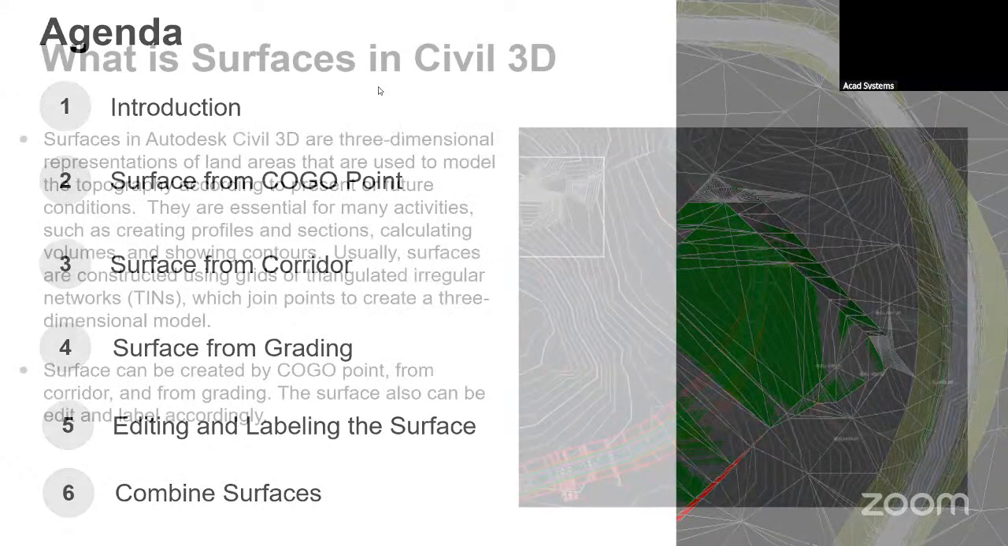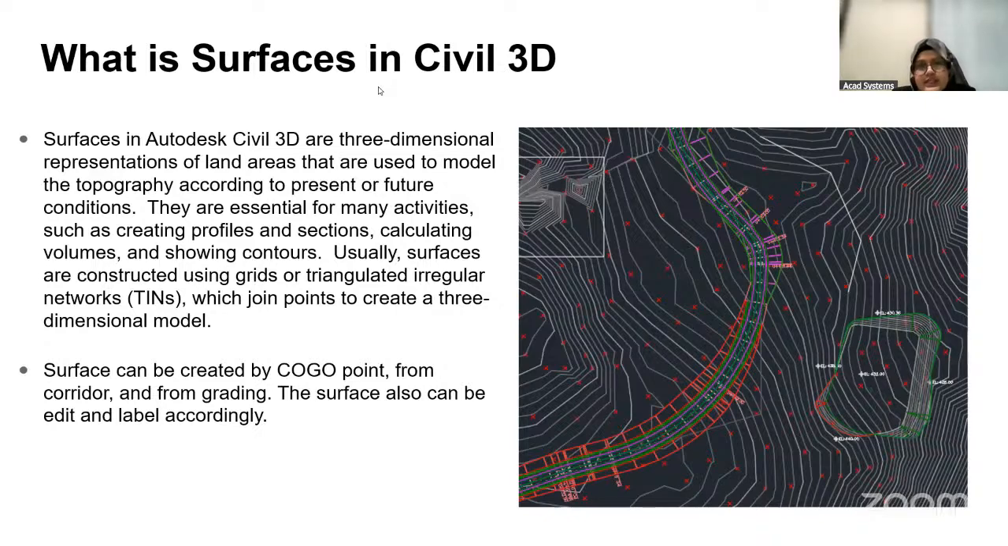First, I'm going to show you what surfaces in Civil 3D are. Surfaces in Civil 3D are three-dimensional representations of land area that are used to model topography according to your present or future condition. So basically, if you want to show the existing ground condition or the proposed condition, you can use the surfaces to show the contouring and slope in your site area. They are essential for many activities, such as creating a profile, creating a section, calculating volume, and showing contours.